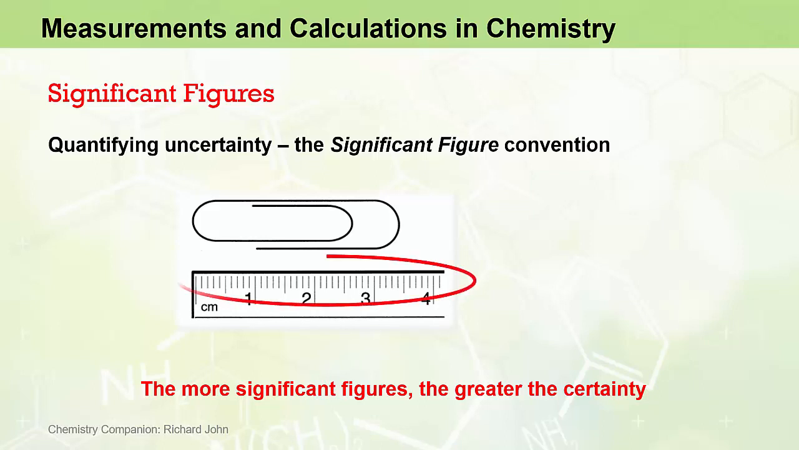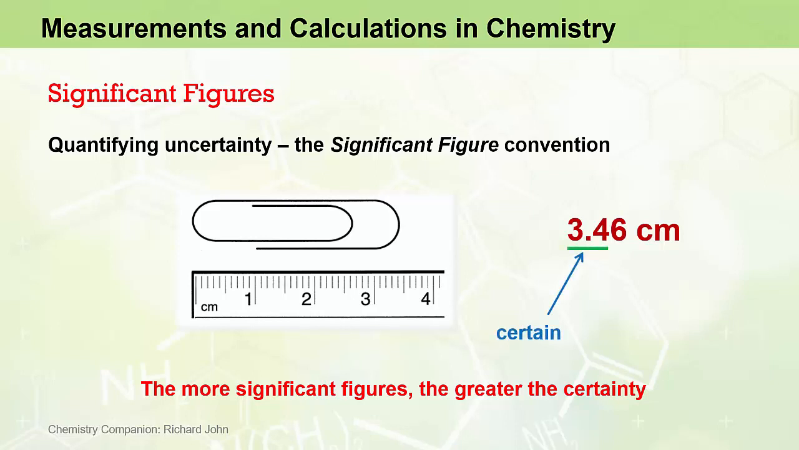In this diagram, the ruler now has scale divisions set 0.1 centimeters apart. We can now be more certain about the measurement by recognizing that the true value of the length of the paperclip lies between 3.4 and 3.5 centimeters, and estimating between these numbers, we can report the length to be approximately 3.46 centimeters. In this case, the 3 and the 4 are certain, and the 6 is uncertain.